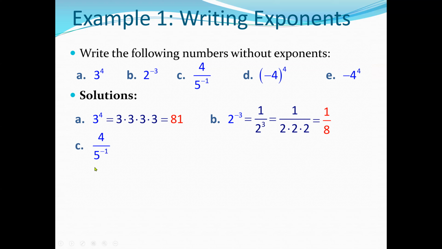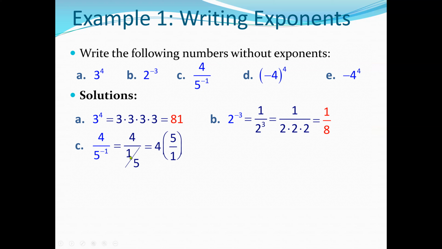C gives us 4 divided by 5 to the power negative 1. Since 5 is raised to the power negative 1, the reciprocal of it will give us 1 over 5 to the power 1, which means we will bring the 5 up. So here we have 1 over 5, and we bring the 5 up. So we get 4 times 5 divided by 1.